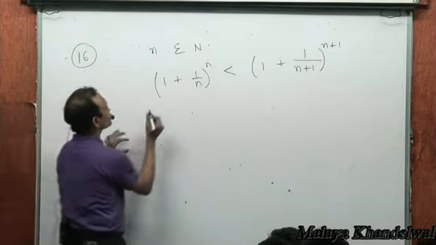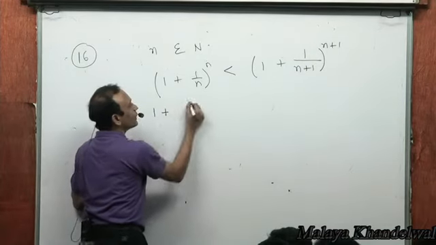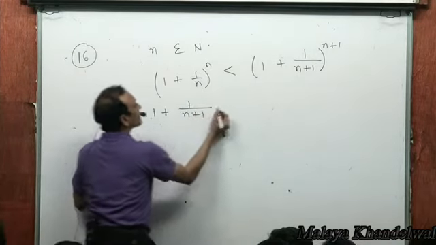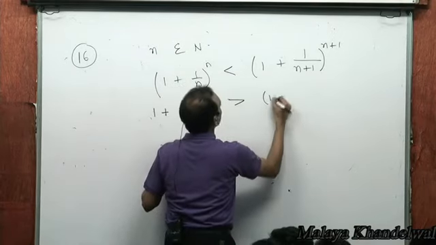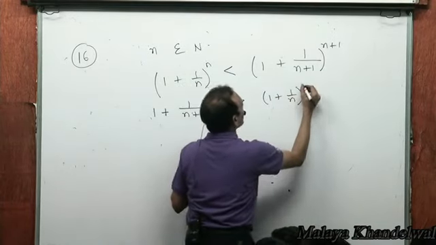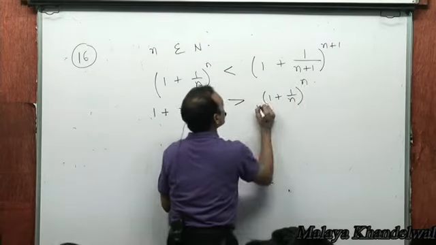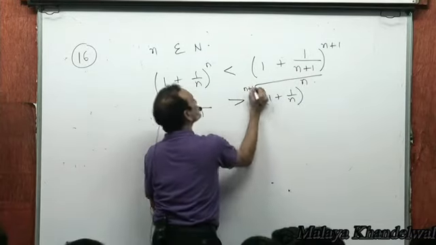Actually, then what we want to show is that (1 + 1/(n+1))^(n+1) is greater than (1 + 1/n)^n. This is what we want to show.